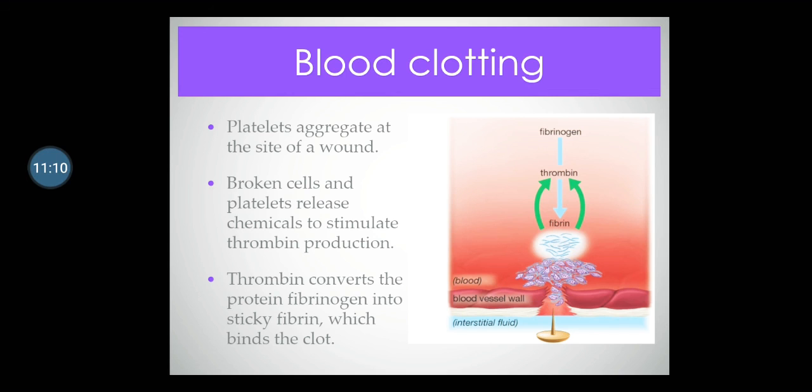Let's see blood clotting. Platelets aggregate at the site of the wound. The broken cells and platelets release chemicals to stimulate thrombin production. This thrombin converts the protein fibrinogen into sticky fibrin, which binds the blood clot or produces a thrombus.